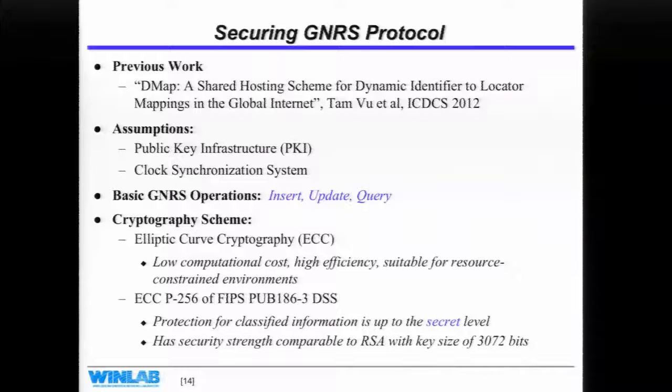There are three basic GNRS operations: insert, update, and query. Actually, the insert and update are quite similar. The insert can be considered as a first-time update. So here, we only need to investigate the update protocol and the query protocol. The cryptographic algorithm we choose for the GeoID is elliptic curve because it's efficient. The security strength of 256-bit elliptic curve is comparable to 3072-bit RSA.